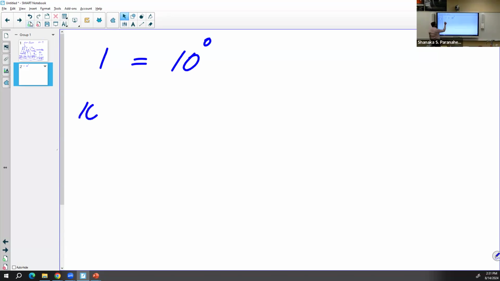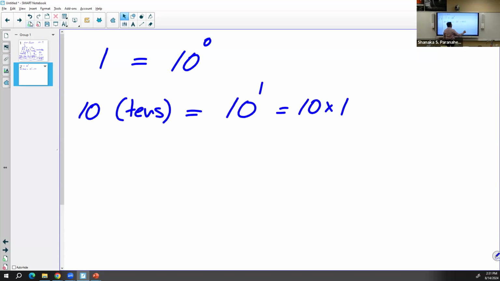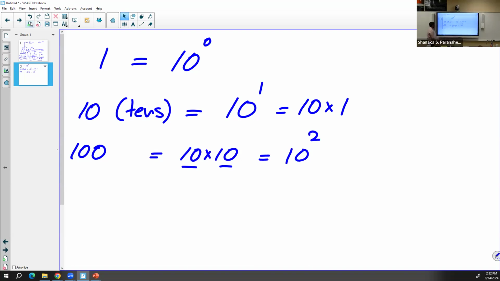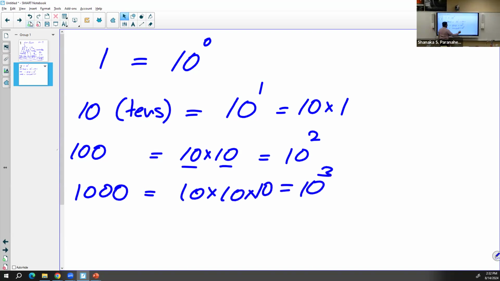If the place value is 10, that is 10 to the power 1. So this is equal to 10 times 1. If the place value is hundreds, this is equal to 10 times 10. So we have 2 tens, that is the power 2. Place value is 1000, 10 times 10 times 10. I'll go over this again later in this chapter when we talk about scientific notation. So that's the positive side, or multiplication of tens.